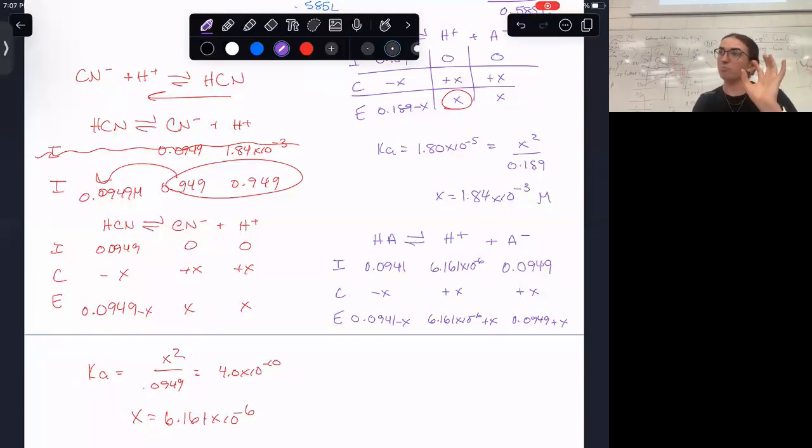I subtracted 0.0949 from the 0.189 that we had originally because we had to use that much concentration in order to get to that much concentration of H plus in order to make the H plus react with this cyanide. How do I keep this straight? Very carefully. Questions on our equilibrium and our ice table? Probably so many.